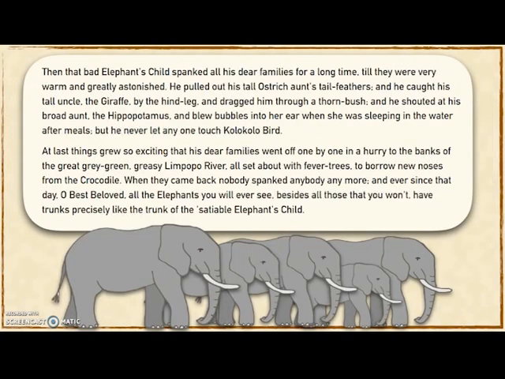Then that bad elephant's child spanked all his dear families for a long time, till they were very warm and greatly astonished. He pulled out his tall ostrich aunt's tail feathers, and he caught his tall uncle the giraffe by the hind leg, and dragged him through the thorn bush, and he shouted at his broad aunt the hippopotamus, and blew bubbles into her ear when she was sleeping in the water after meals.